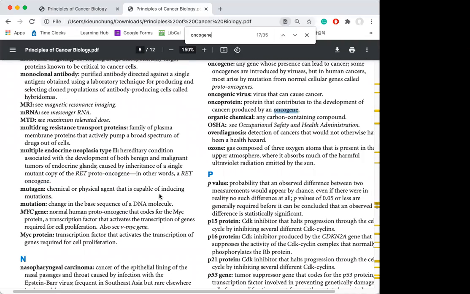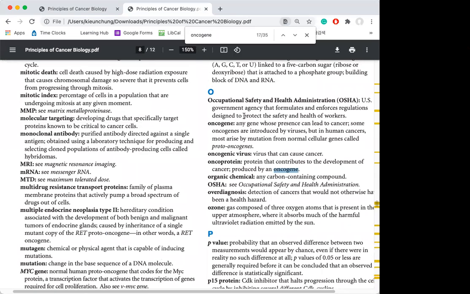Oncogenes. Oncogenes are genes whose presence can lead to cancer. Some oncogenes are introduced by viruses, but in human cancer, most arise by mutation from normal cellular genes called proto-oncogenes.